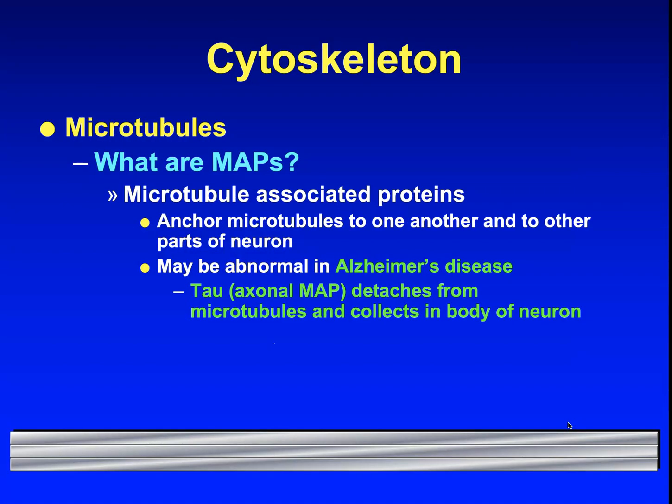I'm mentioning this because with the microtubules, there's something called microtubule-associated proteins. These are important in helping microtubules anchor to each other, and they may be abnormal in Alzheimer's disease. There's an axonal microtubule-associated protein that detaches and collects in the body of the neuron and can cause problems. So I'm mentioning the whole cytoskeletal elements mostly for those of you who might be interested in Alzheimer's disease and want to research that. But that's all I'm going to say about them.